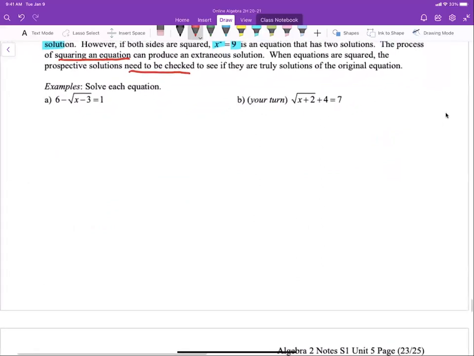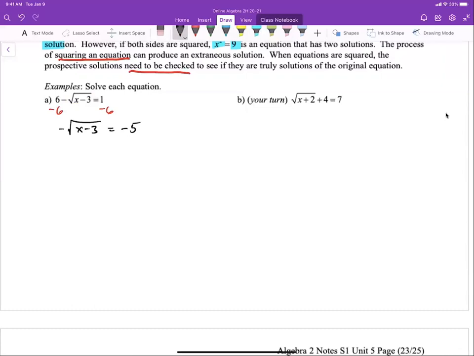Let's start with letter A. I have 6 minus the square root of x minus 3 equals 1. We need to solve this equation. So this is the radical, and we need to get it by itself. And so what will we do? We need to get the 6 over to the other side, so we're going to subtract 6 from both sides. And then we will have a negative square root of x minus 3 equals negative 5.